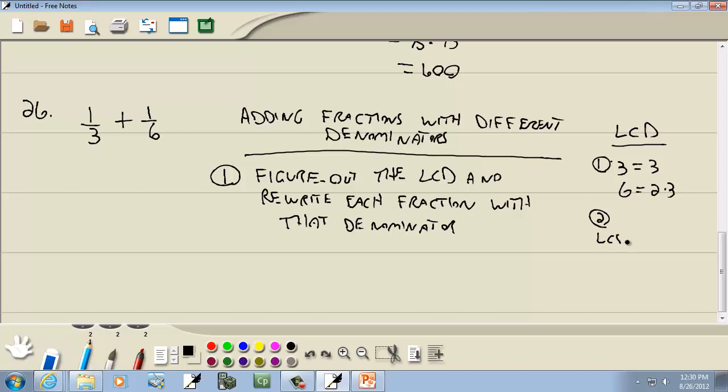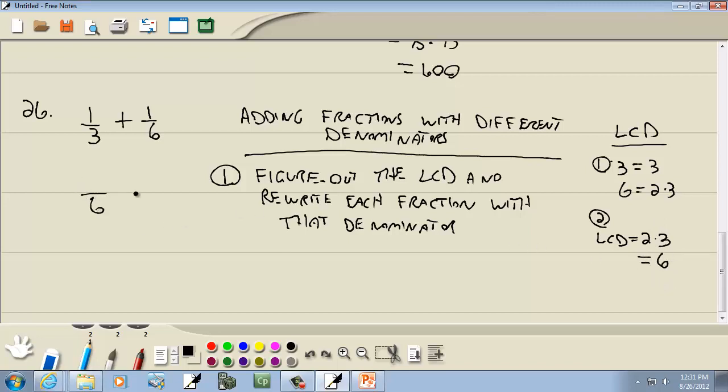Our LCD. We start with our first prime, 2. We're looking for the greatest number of 2's on any single line. There's none here, there's 1 here. So 2, or one of them, would be our greatest number of 2's. Then look at the 3. We're looking for the greatest number of 3's on any single line. And we're talking about what follows the equals. There's 1 here, there's 1 here. So the greatest number of 3's on any single line is 1. So our least common denominator would be 6.